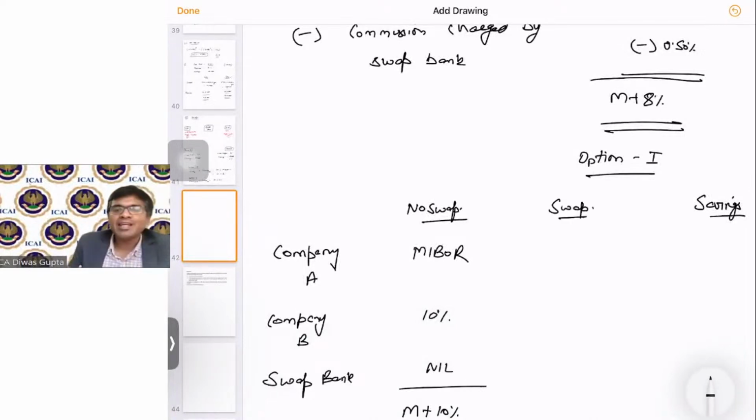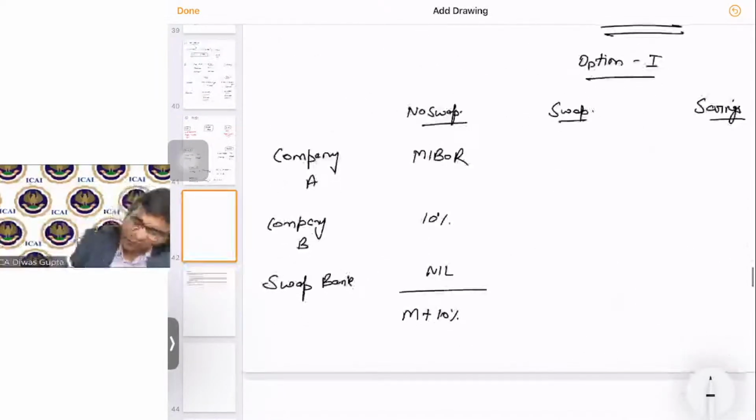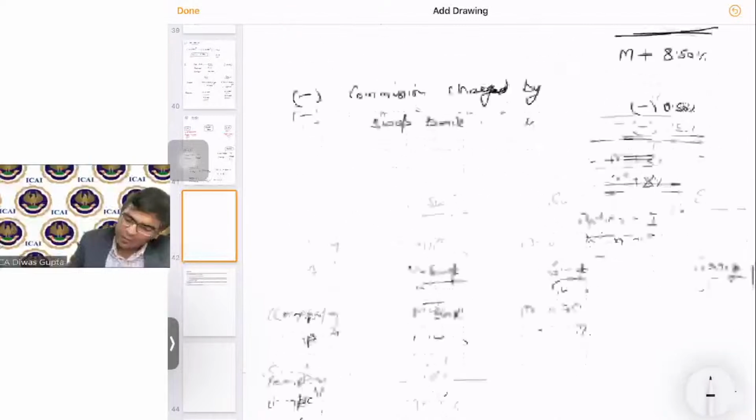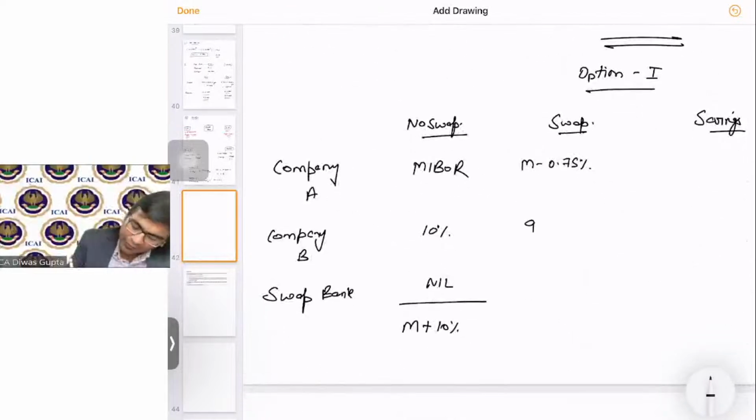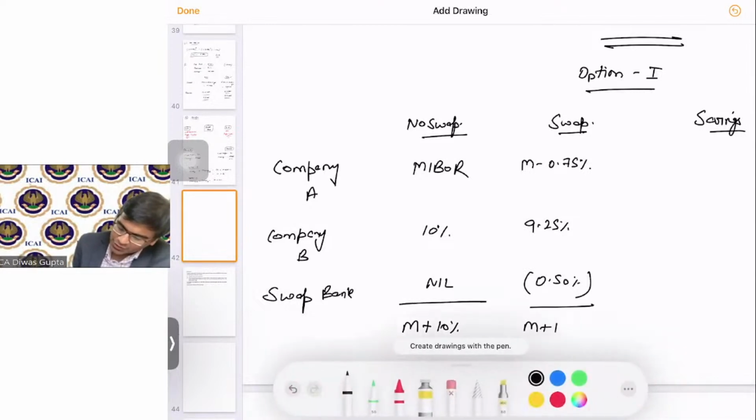With this, company A's effective borrowing cost comes out to how much? M minus 0.75. And after swap, company B's effective borrowing comes out as 9.25. And swap bank gets an income of 0.5. This is minus 0.5 because that is the income. So this is M plus 8 percentage.